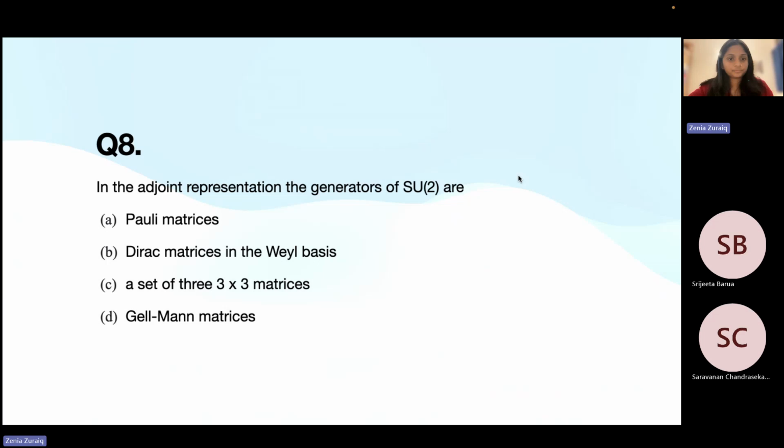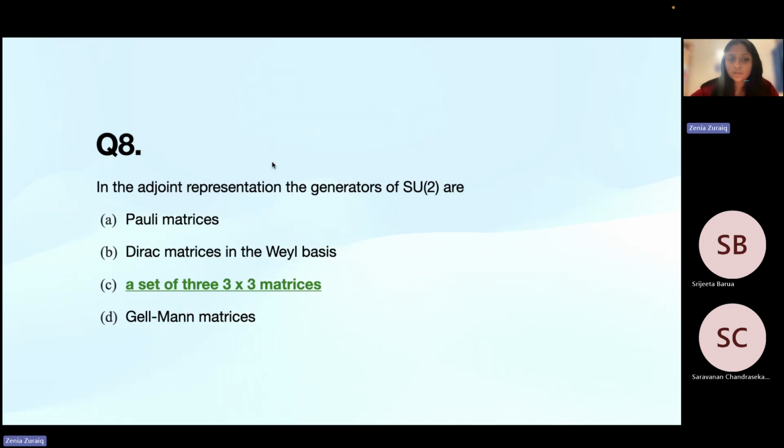Okay. So next question. In the adjoint representation, the generators of SU2 are... Here, someone says C. So the answer is actually a set of three 3 by 3 matrices, as you said.